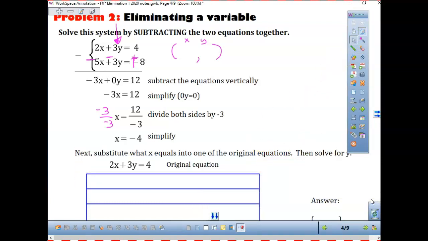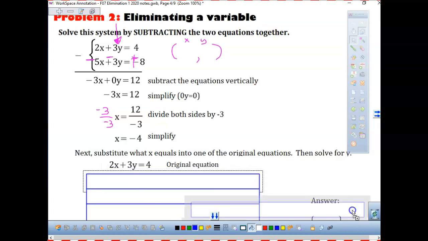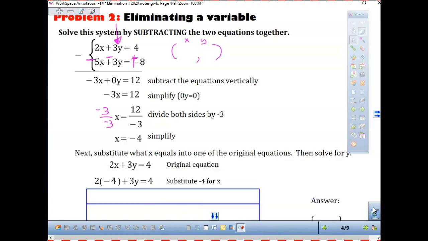So Josh, we are going to look at those equations, and we're going to go back to our original one, and I would like everyone to write the first equation. 2x plus 3y equals 4. Josh, which variable did we know? X. We know x. So we are going to put 2 times what? 2 times negative 4. Keep the rest of the equation the same, plus 3y equals 4.